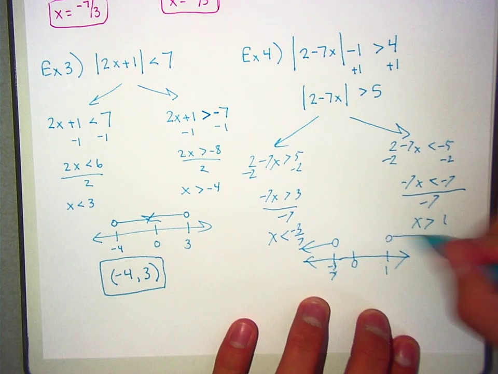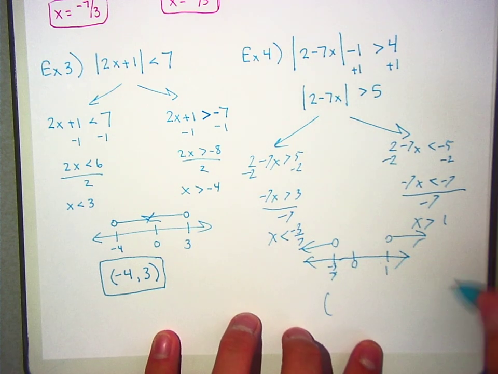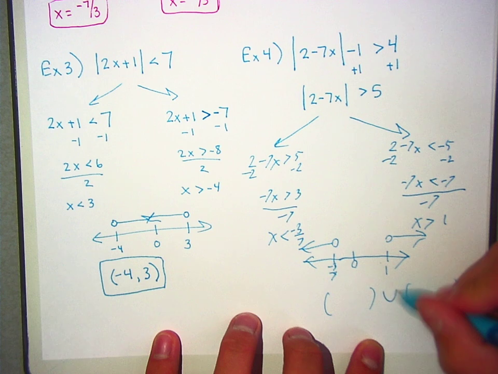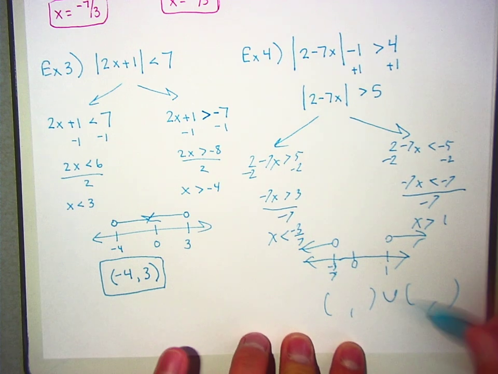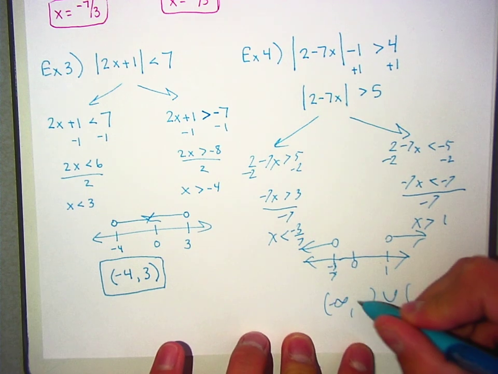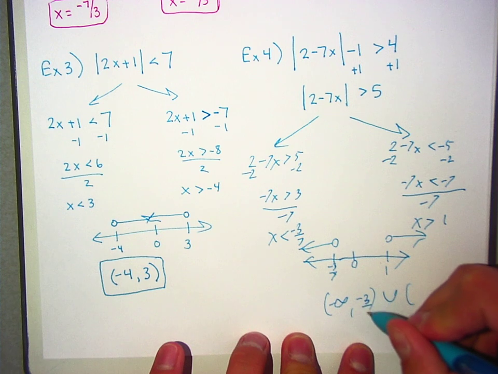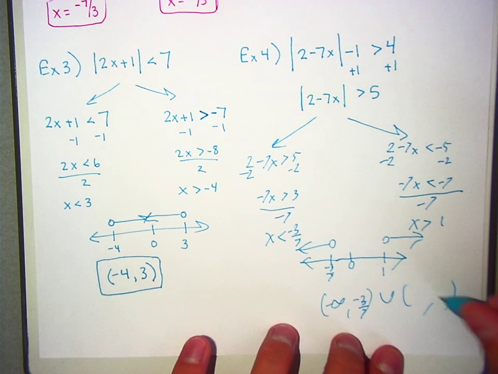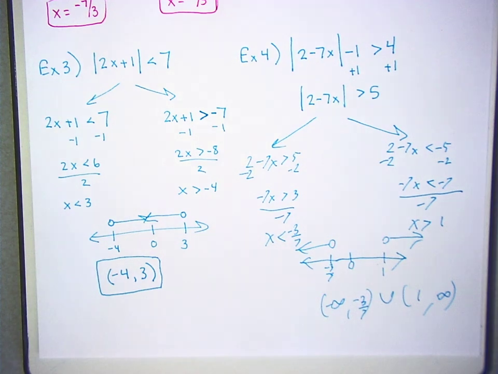And how do you write the answer? We do negative infinity to negative 3/7. And how do you know, Chase, that they're going to be parentheses? Because it's not with the line under. Right. It doesn't include it. It's not equal to. Exactly right. Correct, Francis. Nice job.